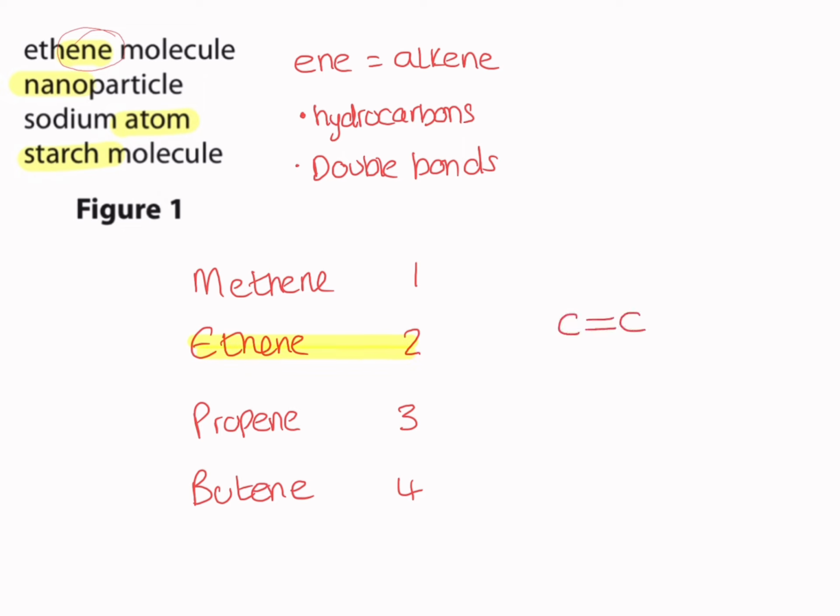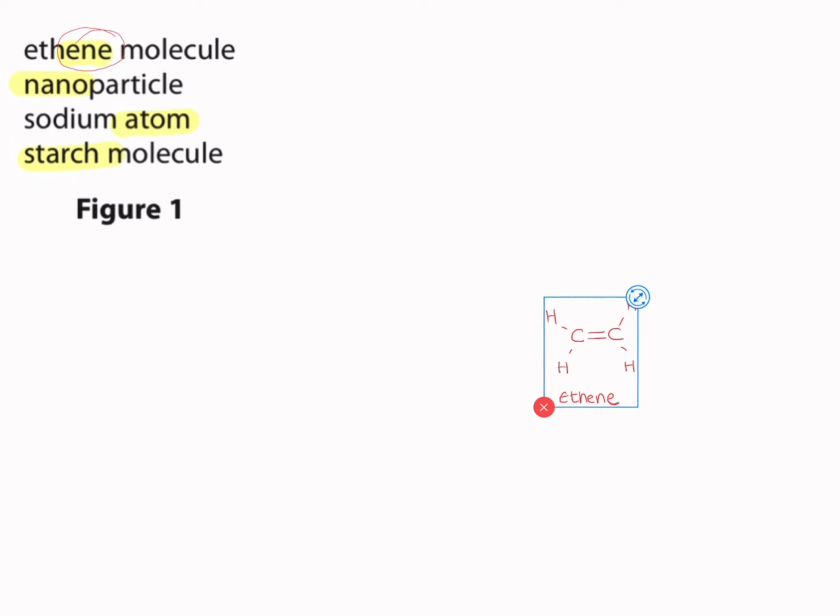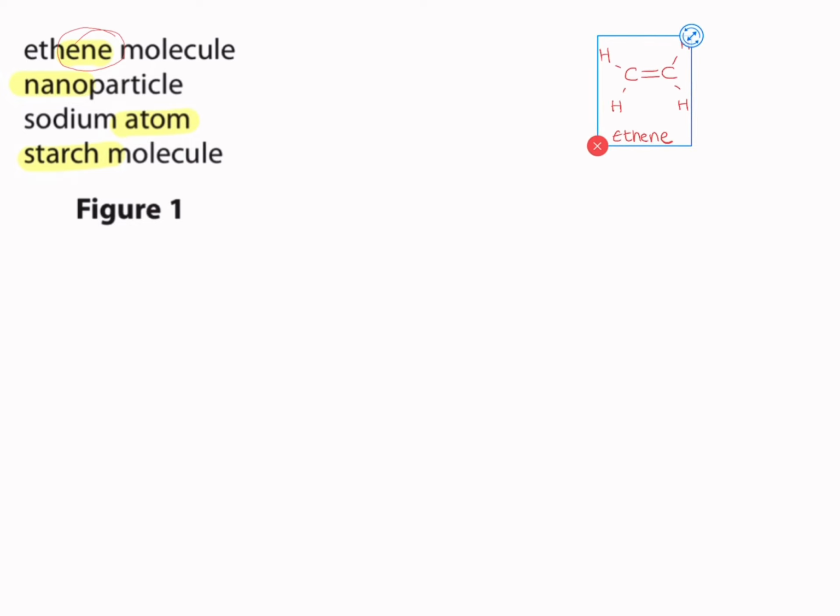So drawing the structural formula will include that double bond. We should know that carbon can only do 4 bonds, so we can only have 4 lines on each carbon, and we fill in the blanks with hydrogen. And there we have ethene. Just going to put that over in the corner so we can still see it for later.